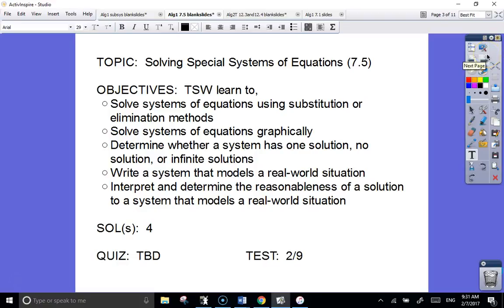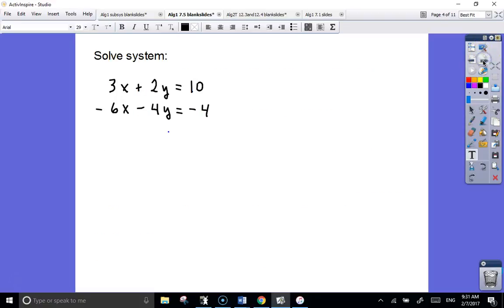Okay, so this is one more of the solving systems, but it's actually more addressing: what about if the graphs don't just have an intersection point? What does that look like when you're solving? So let's say I have to solve this system algebraically. Do you think substitution or elimination would be easiest on this one?